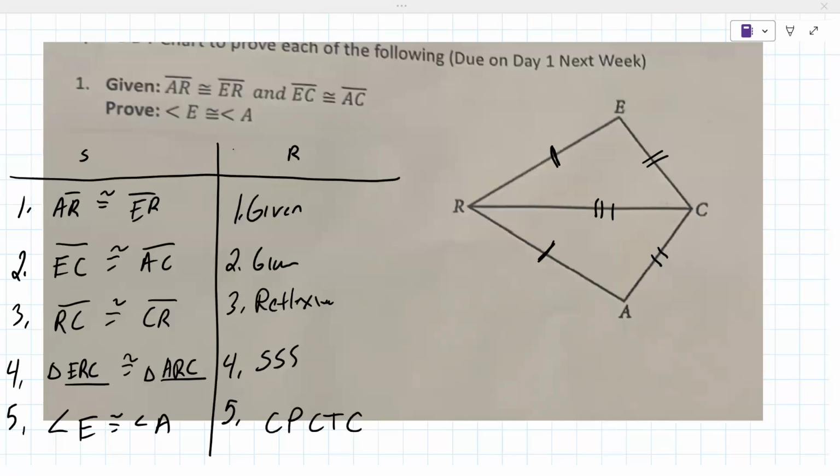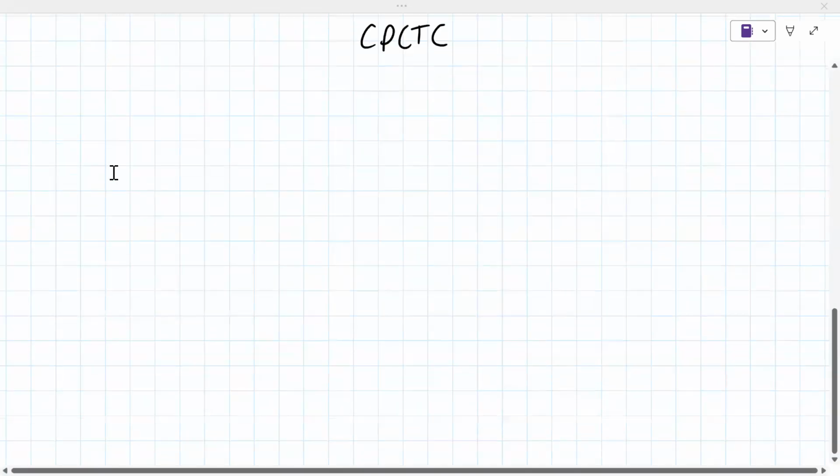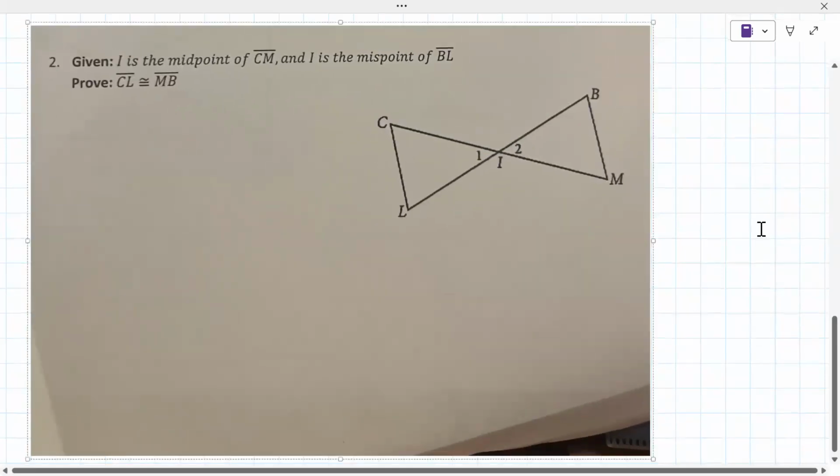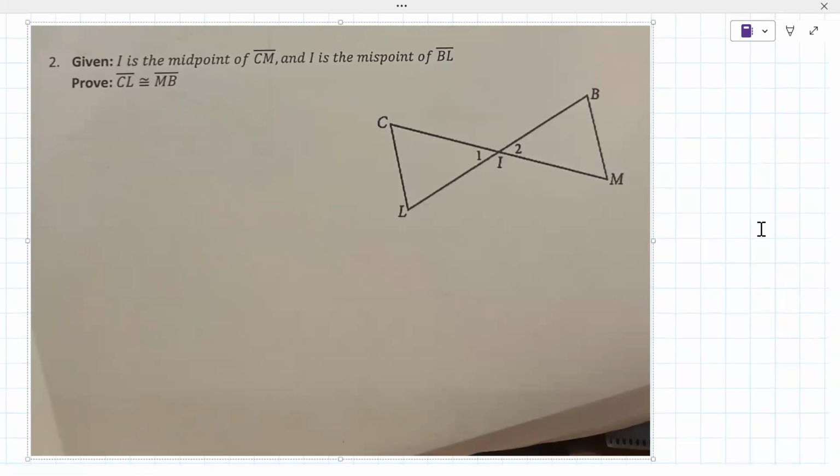Okay. So for number two, see if you can set up the first couple of steps. I'm just going to step away for 30 seconds, but I'll be right back. See if you can set up the first couple of steps, the givens, and then we'll talk about what to do.